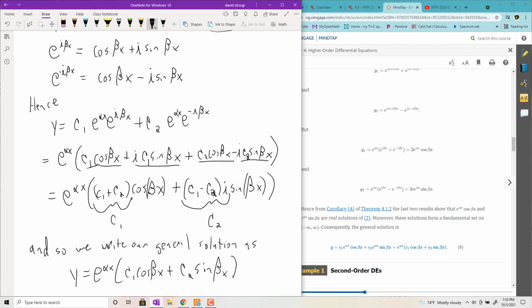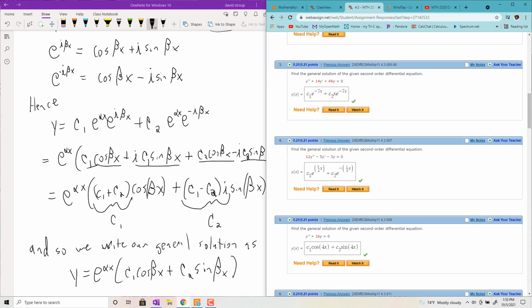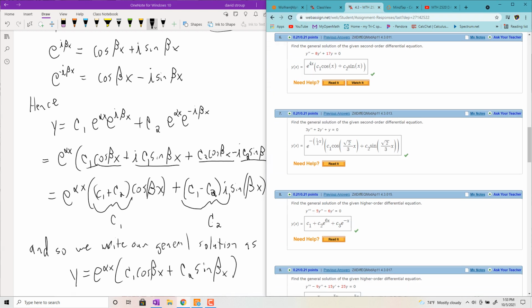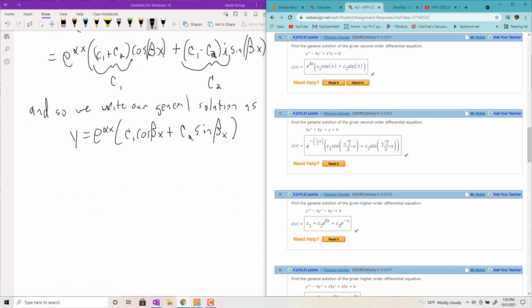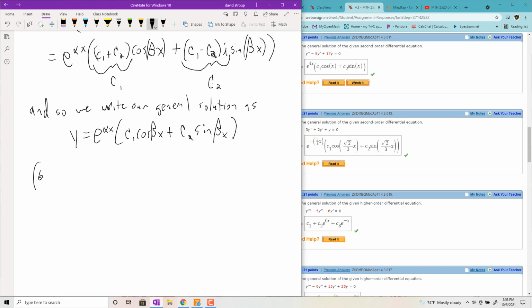Okay, so let's grab one of those from the homework. We can find one. So there's number 6. You can see that'd be kind of nasty, like number 7 if you're looking at the answer there. But number 6, we have the differential equation, y double prime minus 8y prime plus 17y equals 0. Okay, great. So get the auxiliary, m squared minus, so it's just business as usual.